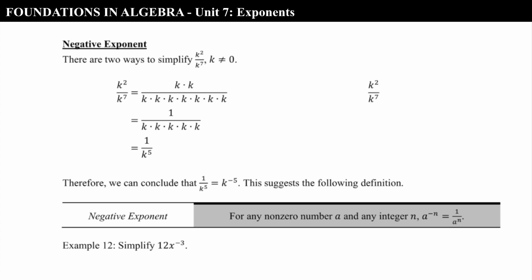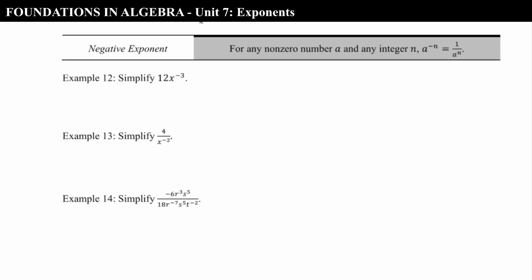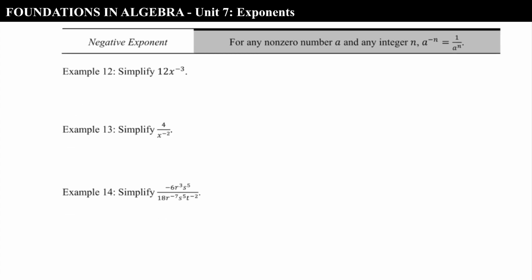Well, we can also use the quotient rule again. K squared over k to the 7th is k to the 2 minus 7, which gives us k to the negative 5th. So again, like we did with the zero exponent, we can conclude that 1 over k to the 5th is equal to k to the minus 5. Which means that anything to the negative power, you're going to move it to the denominator. And if it's already in the denominator, you're going to move it up to the numerator. So let's do some examples so you can see how this works.